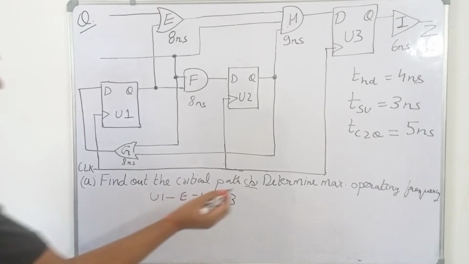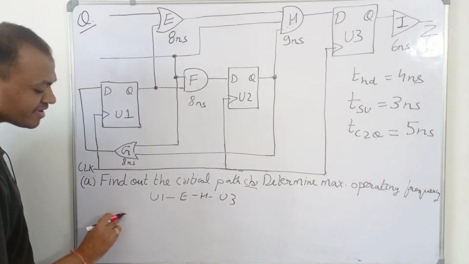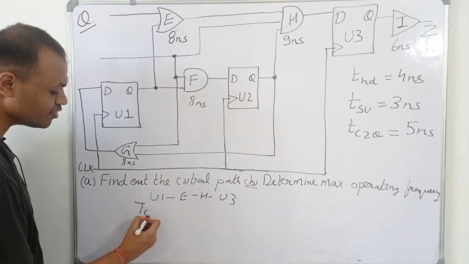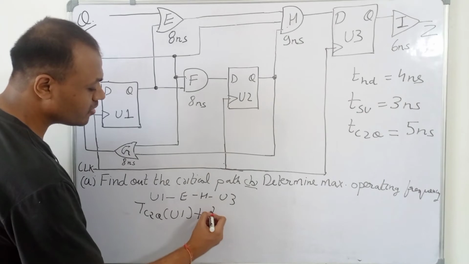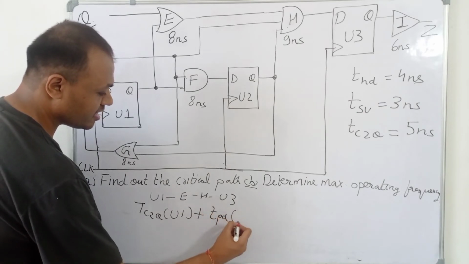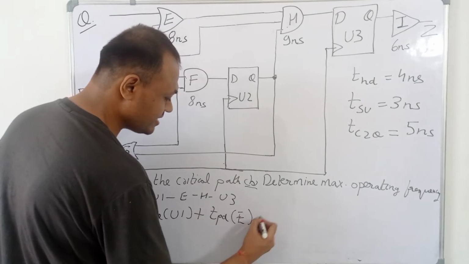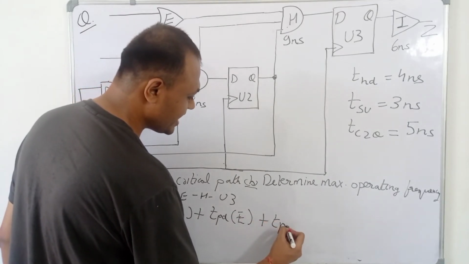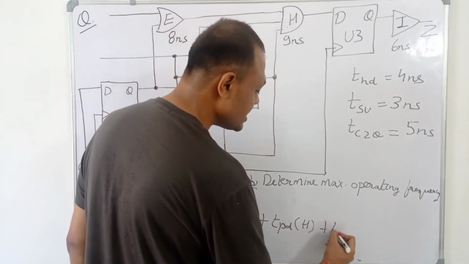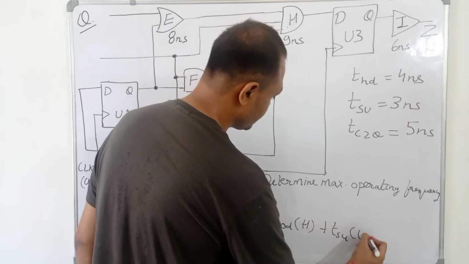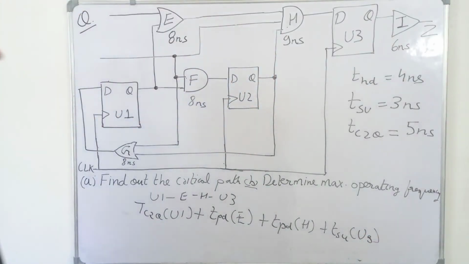The time period or the maximum frequency can be determined this way: T equals TC2Q of U1 plus propagation delay of gate E plus propagation delay of gate H plus setup time TSU of U3. This is the formula. We have already discussed how we arrived at this formula in the previous video, and I will give you the link to that video.